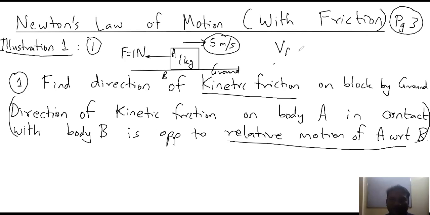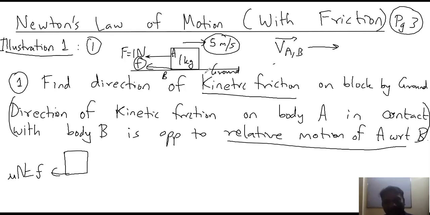So velocity of A with respect to B is in forward direction. So obviously kinetic friction on body A will be in backward direction. So the answer to the first part of the question: kinetic friction on body A is in backward direction. Its value is mu N and it is constant. And N is equal to 1g, so mu 1g will be the value.